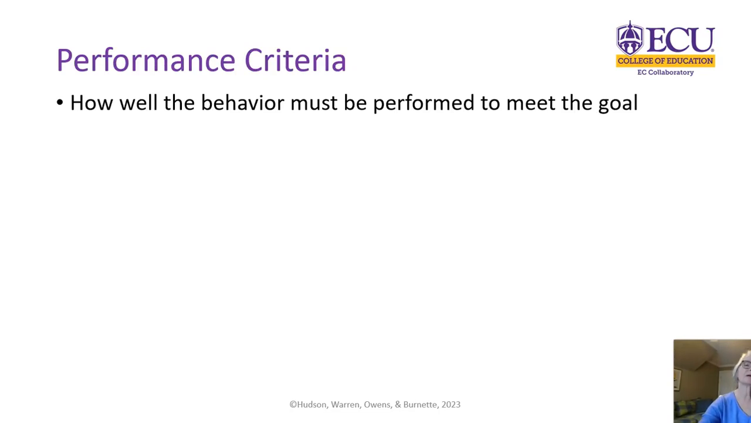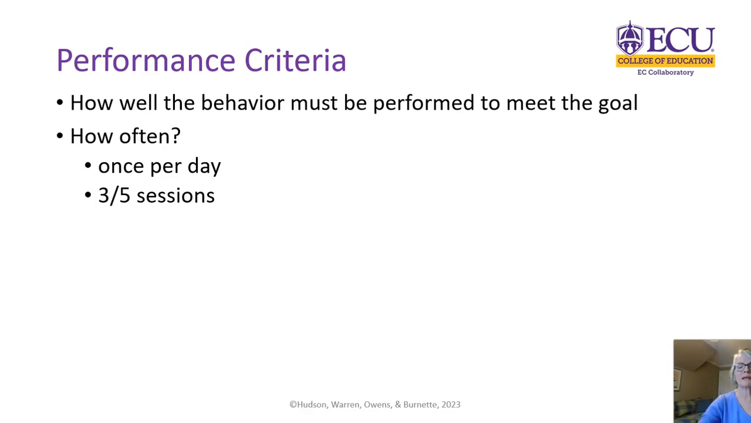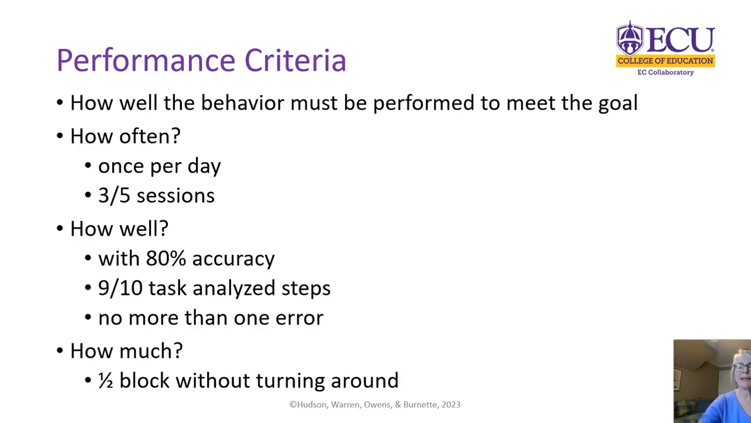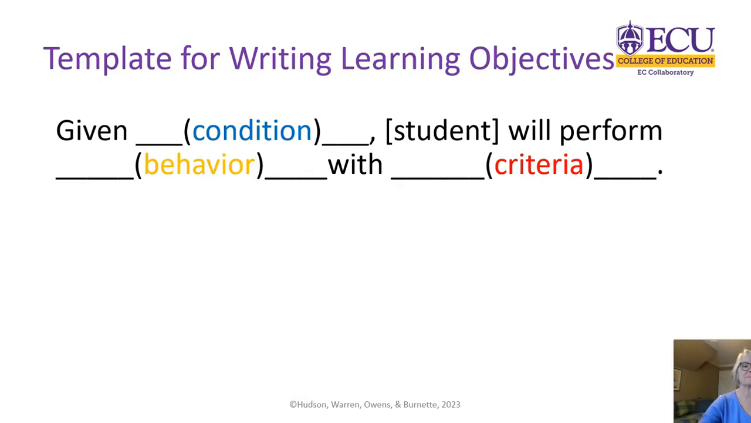The performance criteria describes how well the behavior must be performed to meet the goal. It can be how often, such as once a day or 3 out of 5 sessions. It can be how well, with 80% accuracy or 9 out of 10 task analyzed steps, or no more than 1 error. And it can be how much, such as half a block without turning around. All right, here's a template that's been very helpful to me for writing STOs or for writing these learning objectives. You just take that condition, the behavior, and the criteria and plug it into this statement.